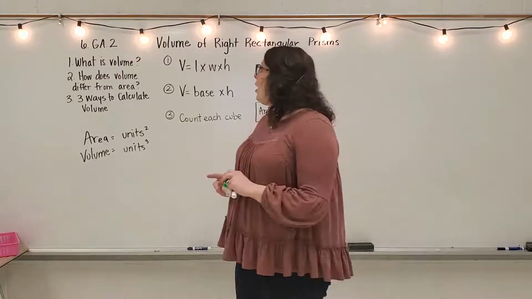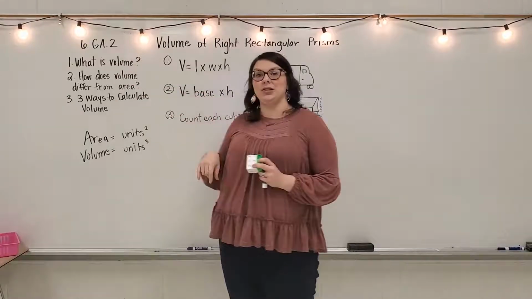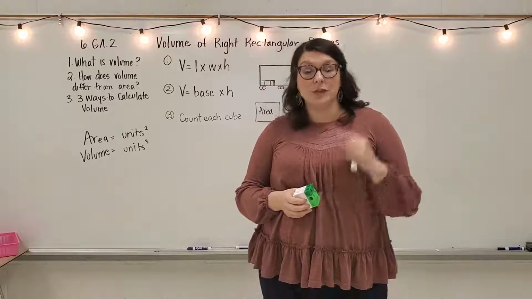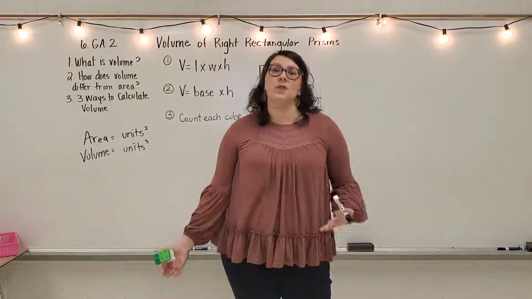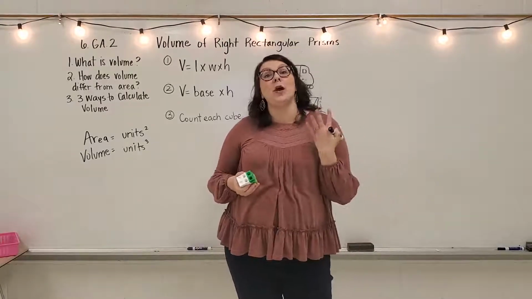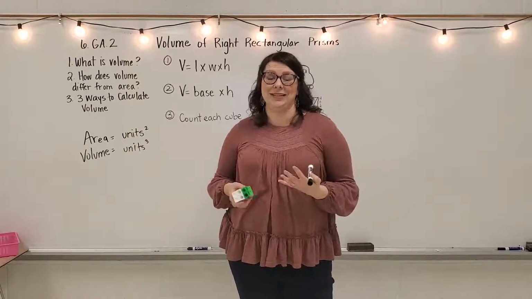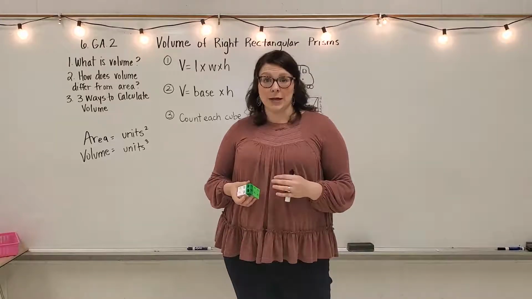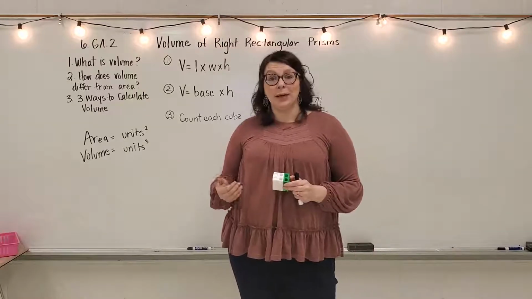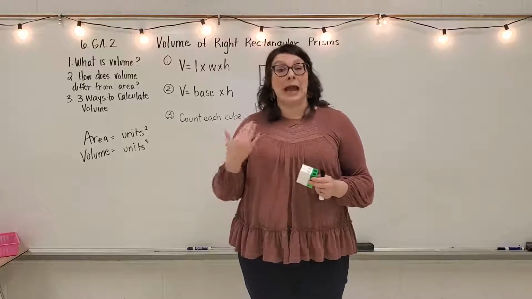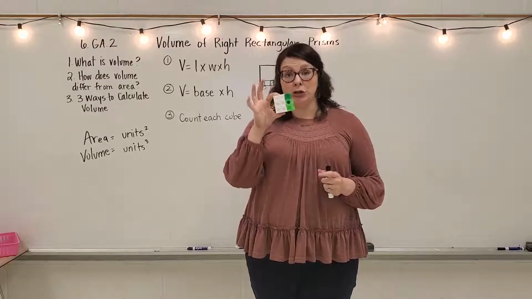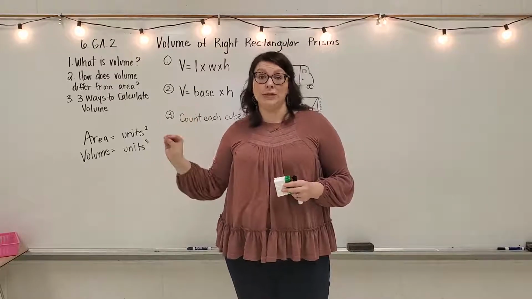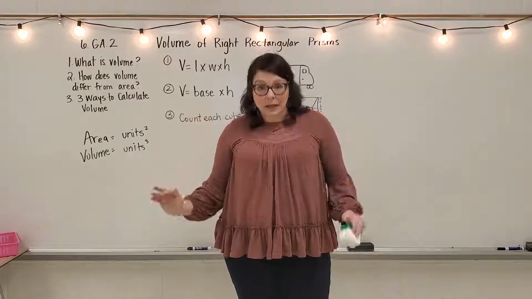Okay, so this goes along with the standard 6.G.A.2, and we are finding the volume of a rectangular prism. So the first question is, what is volume? Volume is a measure of capacity within an object, and we're going to be talking specifically about the volume in a rectangular prism. So to find the volume in a rectangular prism, what we are doing is we are finding how many unit cubes can fit within a rectangular prism without any space left over.